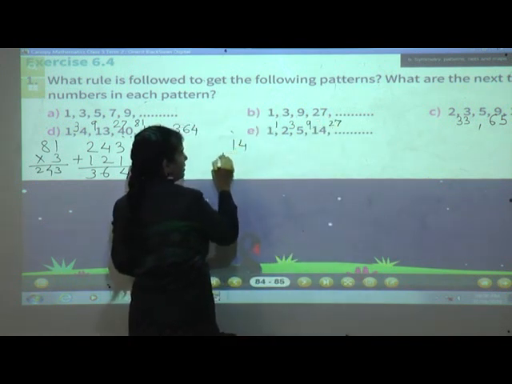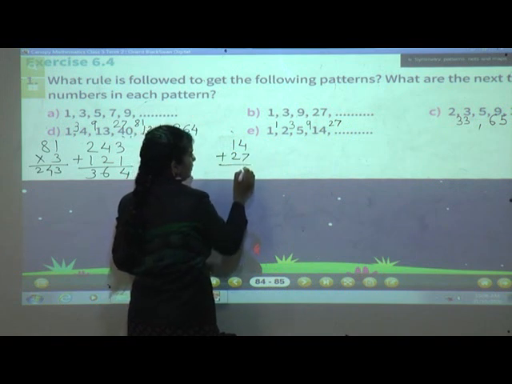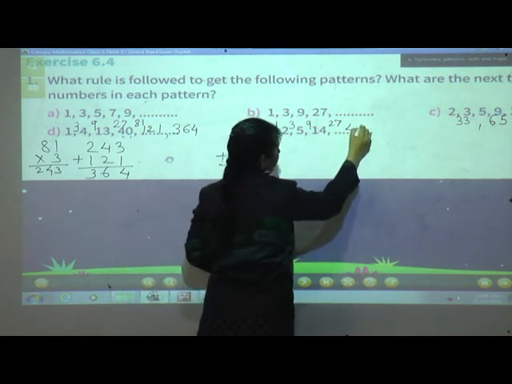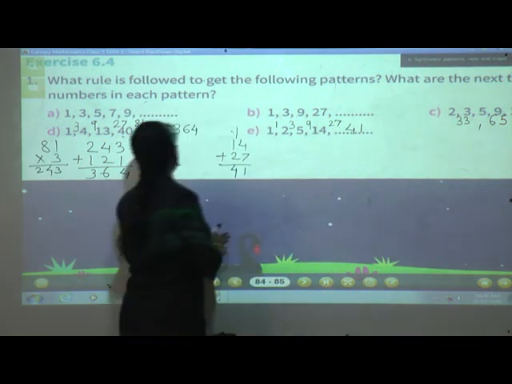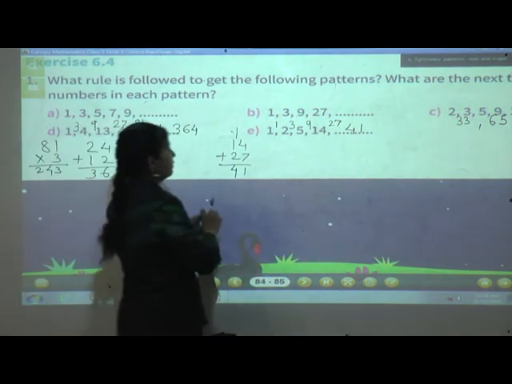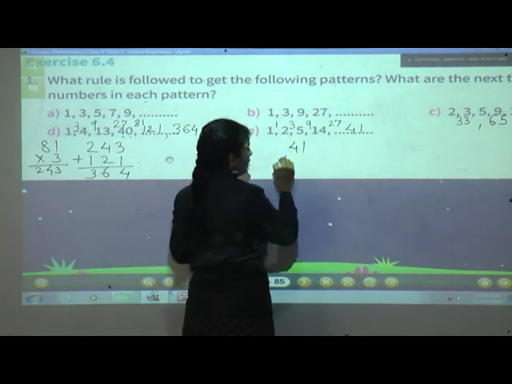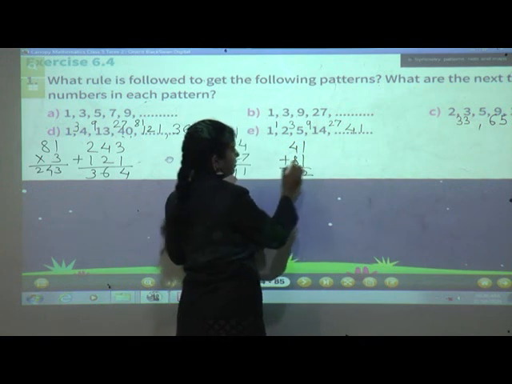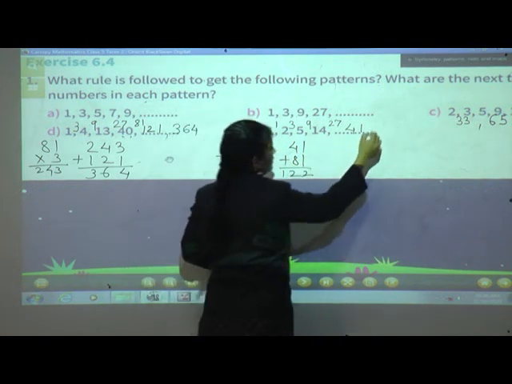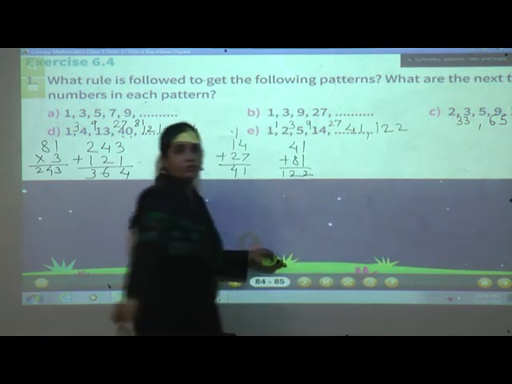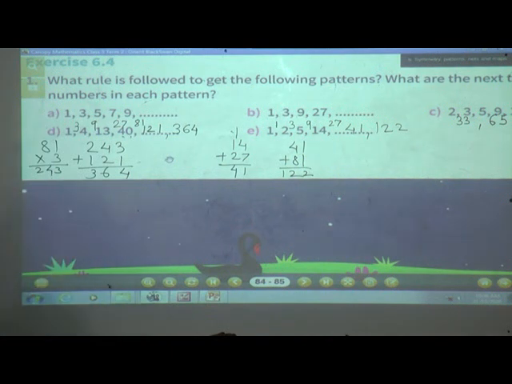Now 14 plus 27. Here 41 will come. Now again multiply 27 by 3, it will come 81. So just add 41 and 81. So the answer is 122. So students, in this way we can solve the patterns also. There will be different patterns at the examples every time.